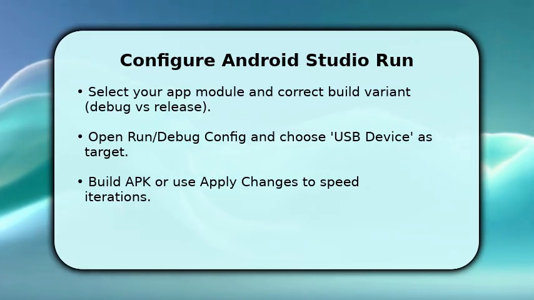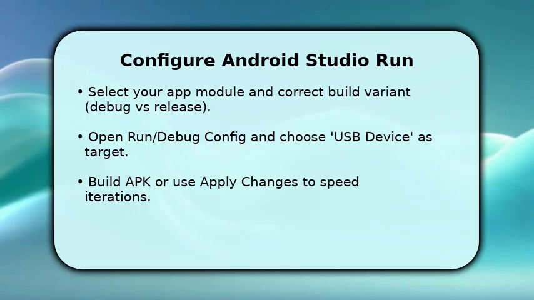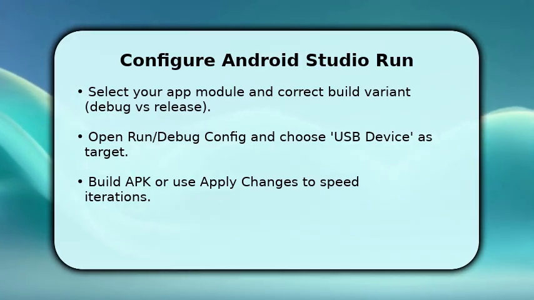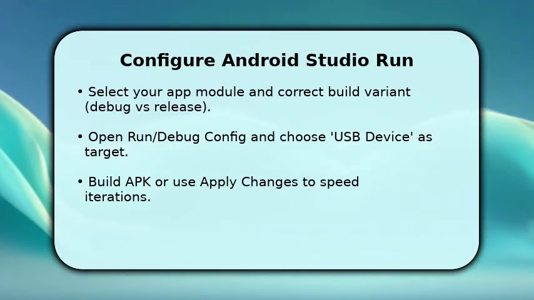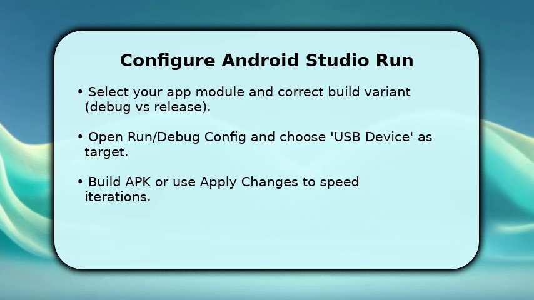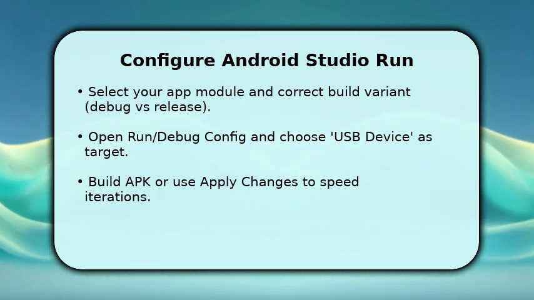Then open run/debug configurations and set the deployment target to your connected USB device. This forces installation to the phone. Press run to build and install. Alternatively, you can apply changes for faster code tweaks without a full reinstall. You do this to get real device behavior, sensors, and performance that the emulator cannot replicate.